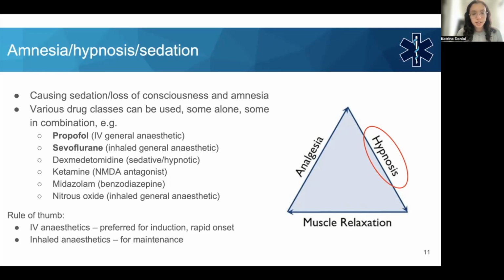As a rule of thumb, the anaesthetist will prefer to use the IV agents to induce the patient just because they have a more rapid onset. And then for maintenance, they can either use the gases like sevoflurane, or they can use a continuous infusion of something like propofol. Okay.